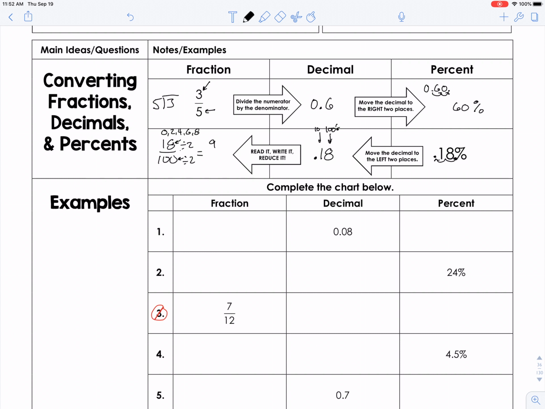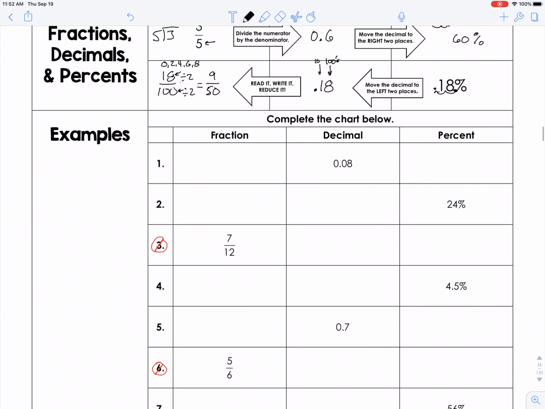18 divided by 2 is 9. 100 divided by 2 is 50. So I've got an even lower fraction. It's reduced. It's simplified. There's nothing that goes into 9 and 50, so I can't reduce that fraction any farther. Okay, so that's really how you do it. So let's look at what we have here in the examples below.